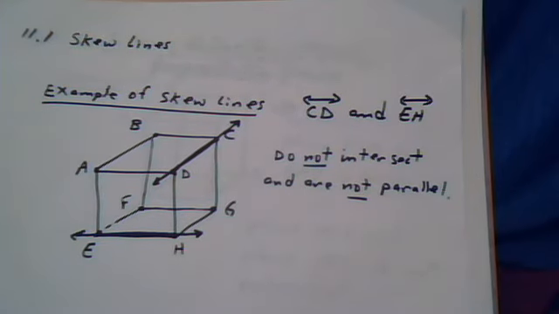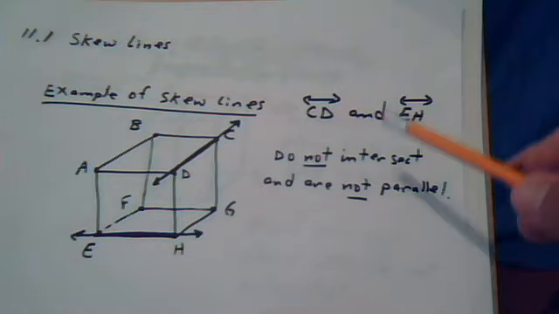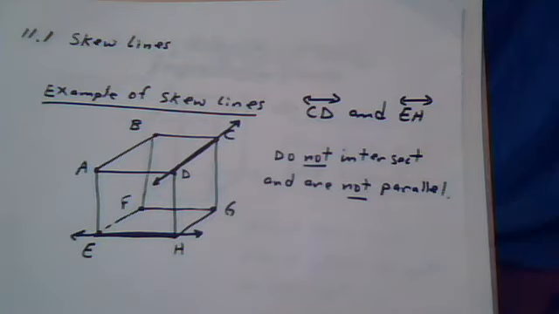Skew lines. These highlighted edges would be an example of skew lines. There are other skew lines out there, but we've identified these two. What is it about skew lines? They do not intersect and they are not parallel either.